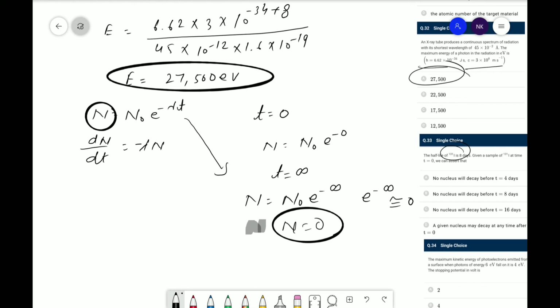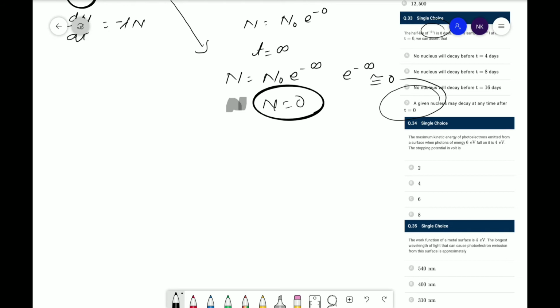It means for total decay, the time should be infinite. It means you can say that it can start decaying from any time, from t is equal to 0 it will start to decay. Hence the correct answer is D.